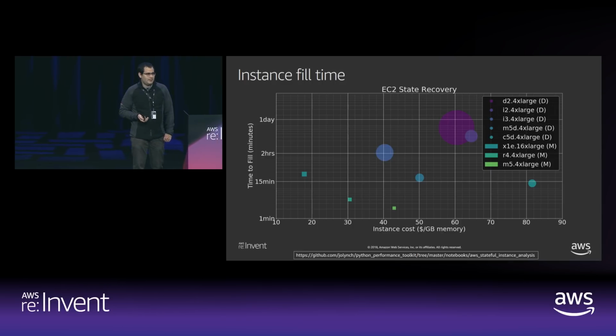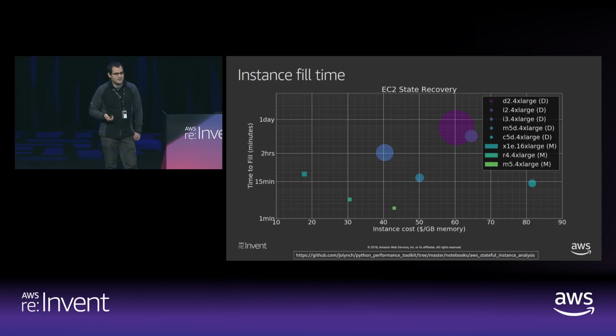And this is really what I mean by state is heavy. It's this graph. It's the idea that when you lose your instances, it takes you a while to recover the state that you've lost.